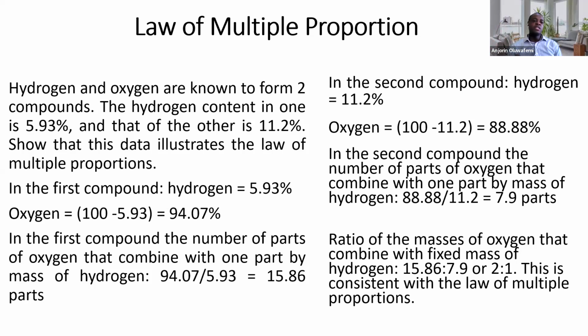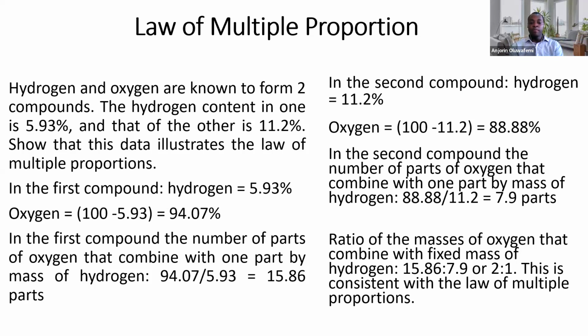So if the compound contains hydrogen at 5.93%, we can easily calculate that the composition of oxygen in that compound would be just subtracting the composition of hydrogen from 100. And that was what we did here, 100 minus 5.93 to give us 94.07%. And this is what's called the percentage of oxygen in that particular compound.